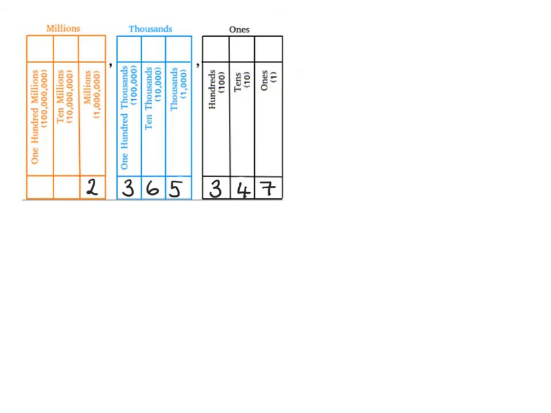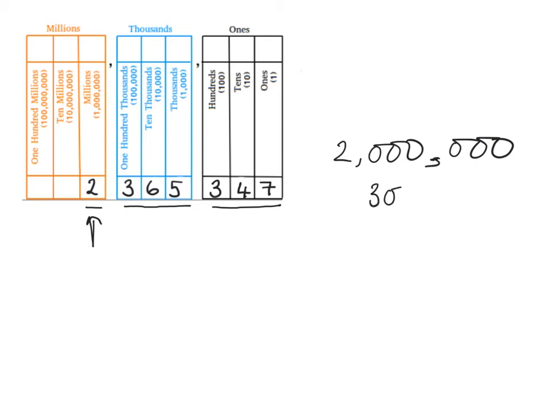Finally, we're going to consider our expanded form in a slightly different way. So let's read this number. We have 2,365,347. So that means we have 2 million, which we would write like this. You can put gaps, you can put spaces like this, or you can put commas. Either is fine. So we've got 2 million. In addition, we've got 300,000.